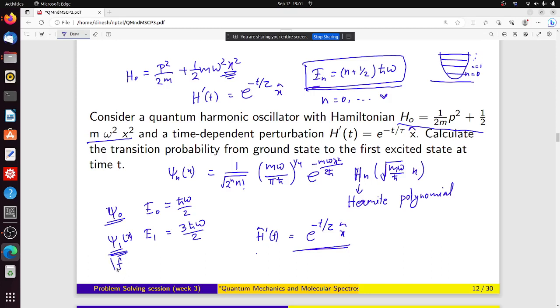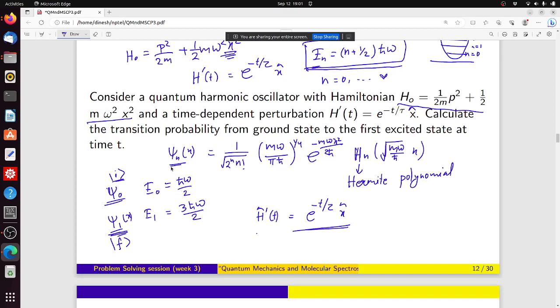Okay, and we know our ground state and first excited state. That means this is my final state, this is my initial state, and I know the general form of the wave function. From this I can write my ground state as psi 0 of x. I have to just put n equal to 0, then this part will vanish, then (m omega over pi h cross) to the power 1 by 4, e to the power minus m omega x square over 2h cross, then H0 of a function of m omega by h cross x.